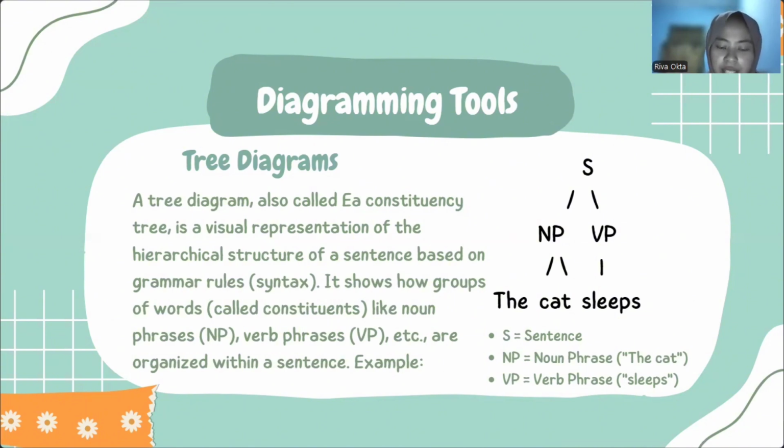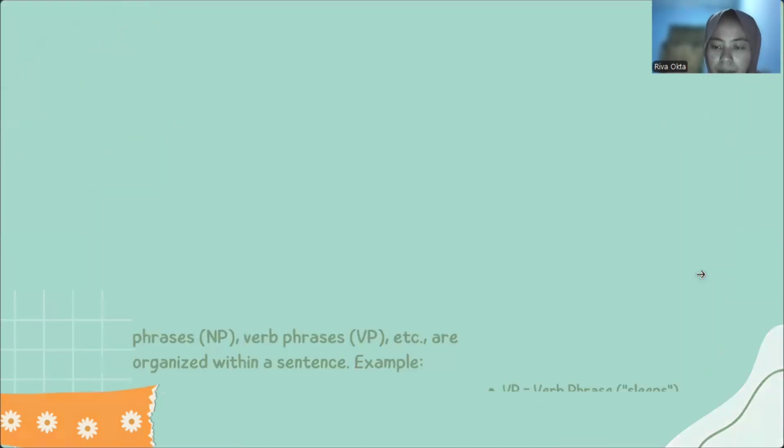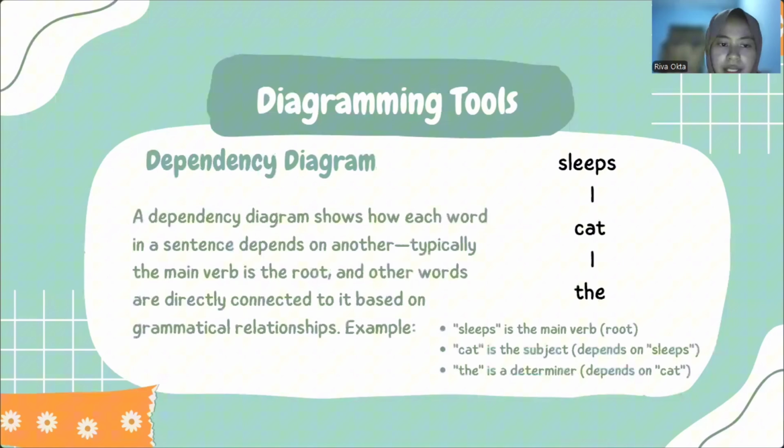a sentence. Example, the sentence is divided into noun phrase and verb phrase. Noun phrase, the and cat. Verb phrase, sleeps. And next, diagramming sentence. Diagramming tools.